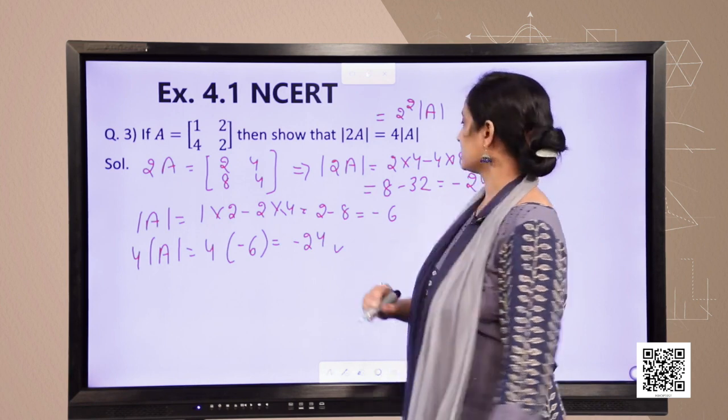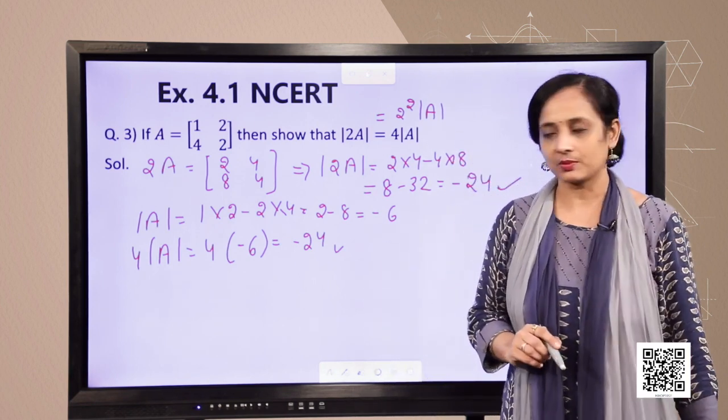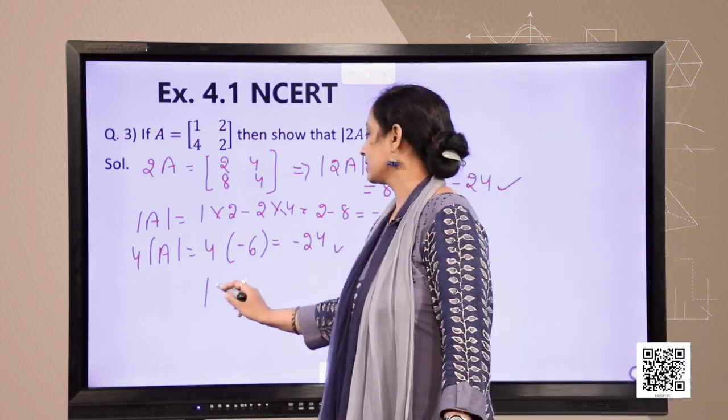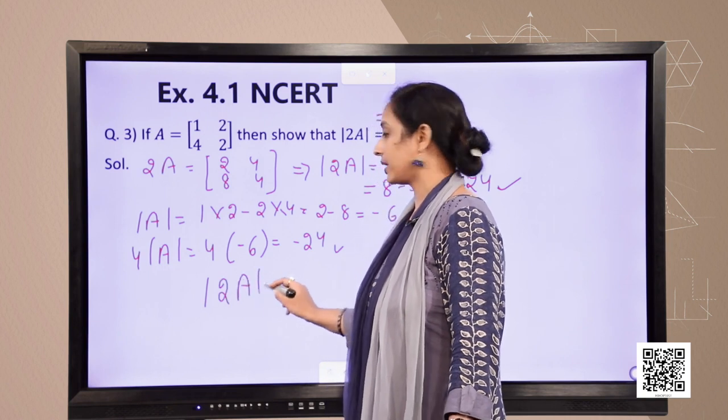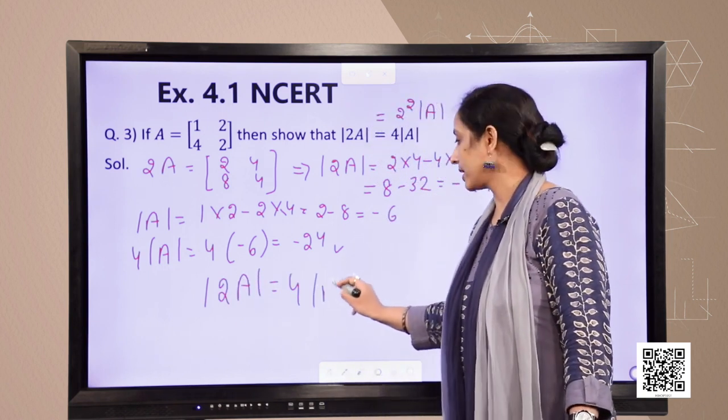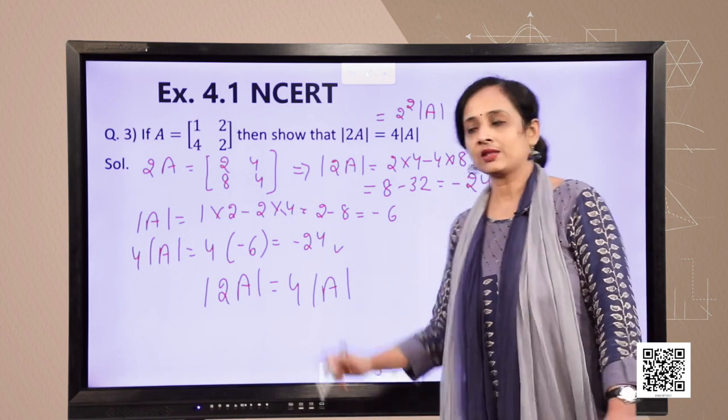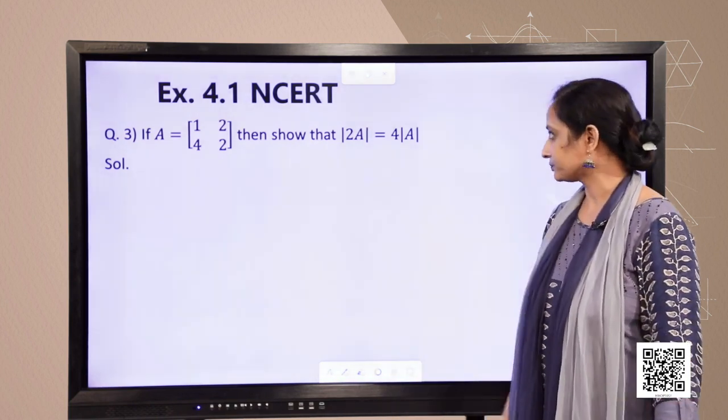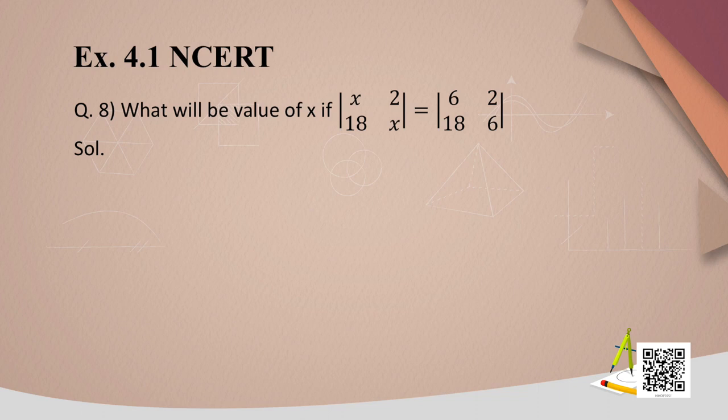So you can see that both the sides, both the numbers are coming as equal, or you can say that determinant of 2A is equal to 4 times determinant A. That proves our last result as well. Next question, what will be the value of x if these two determinants are equal?